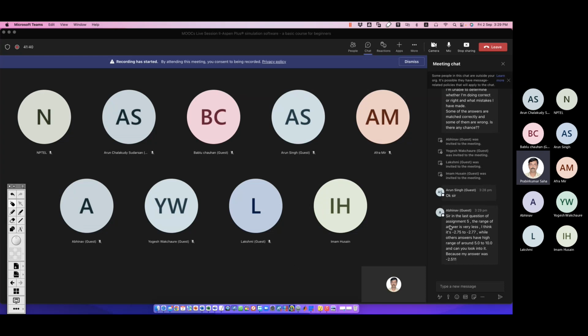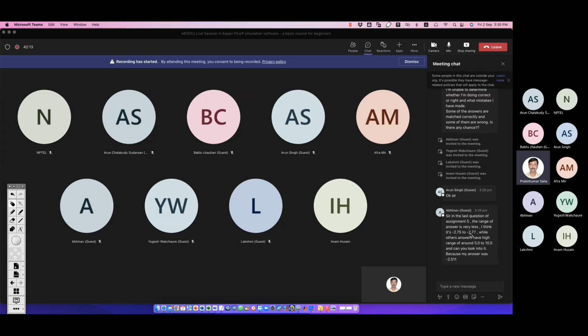She said, okay, sir. Sir, in the last question of assignment 5, the range of the answer is very small, while other answers have a high range. Can you look at it? Because if I have given a narrow range, that means the probability of doing a mistake is very high.